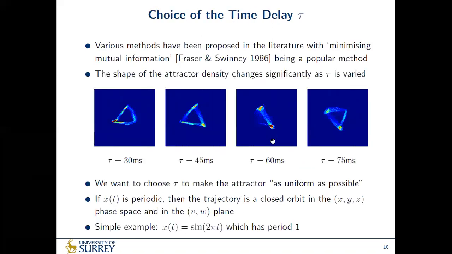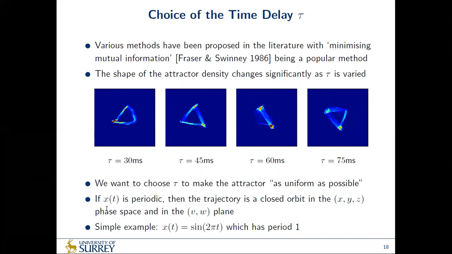We now have to choose the time delay. So there's lots of methods in the literature, but a popular method is the method of minimizing mutual information. But we're not going to use that. The shape of our attractor does vary considerably as we vary the time delay. So what's the best one to choose? Well, we want to choose tau that makes the attractor as uniform as possible. Now, what do I mean by as uniform as possible?